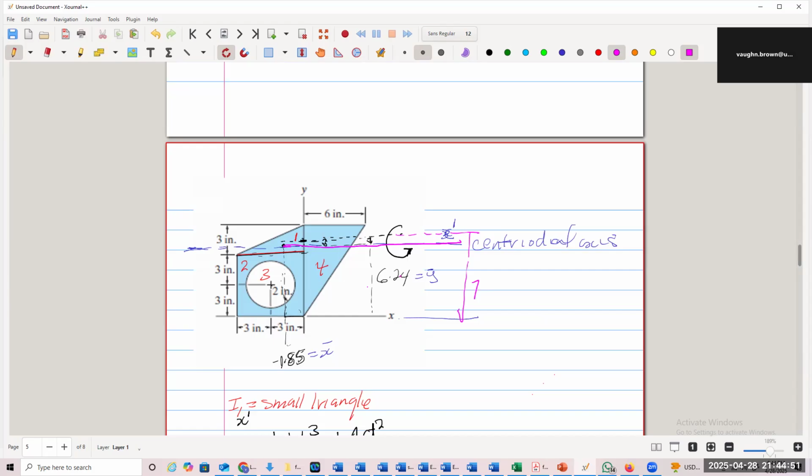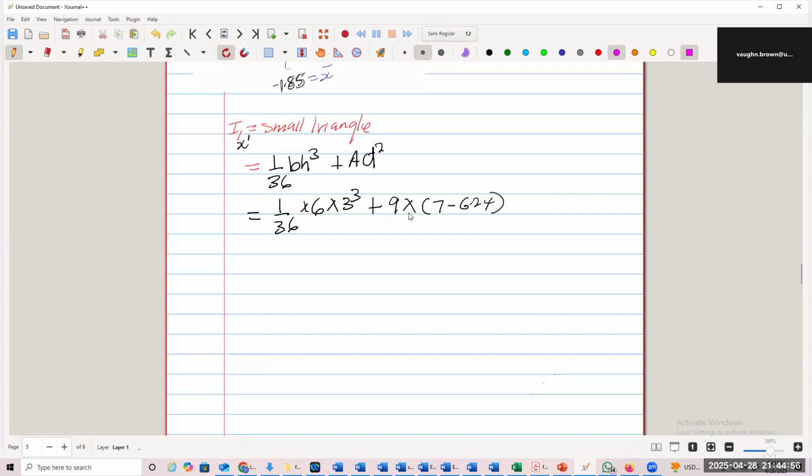And this is 6. So it's a small little distance up there, that is your d. It's rotating around the centroidal axis, and you must square it. Remember. All right, so therefore, what does this work out to be now? Let's work it out quickly. So it is 3 cubed, that's 27 times 6 divided by 36.